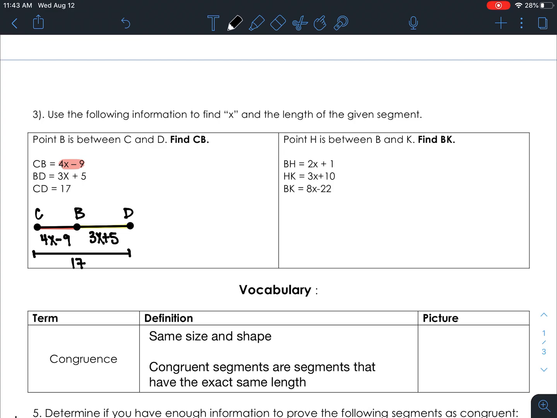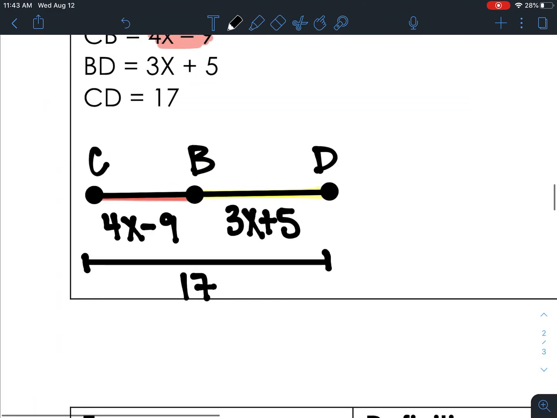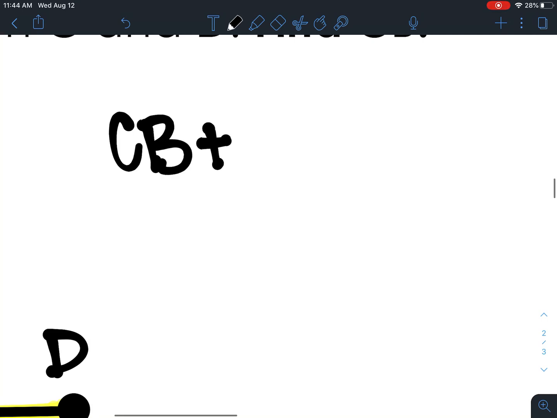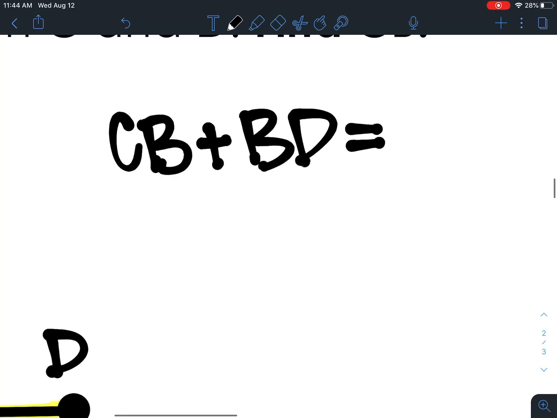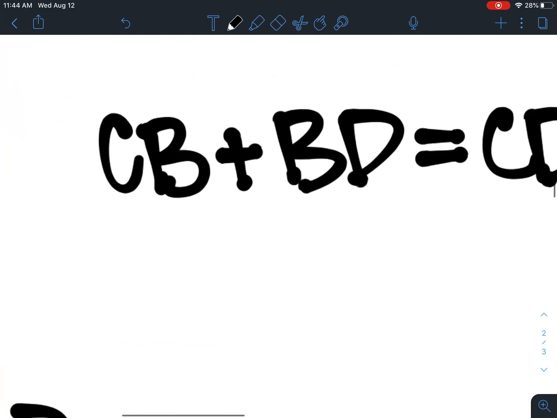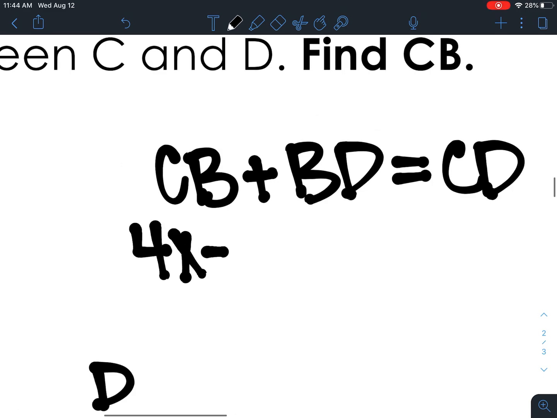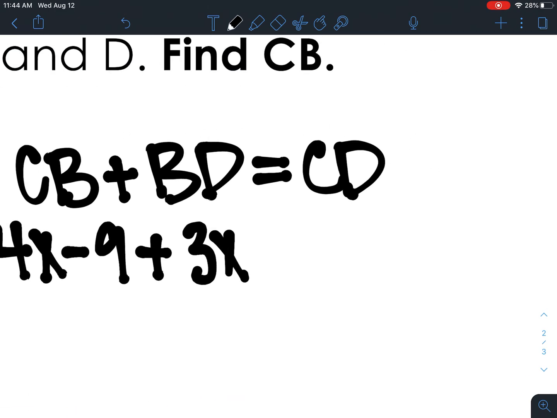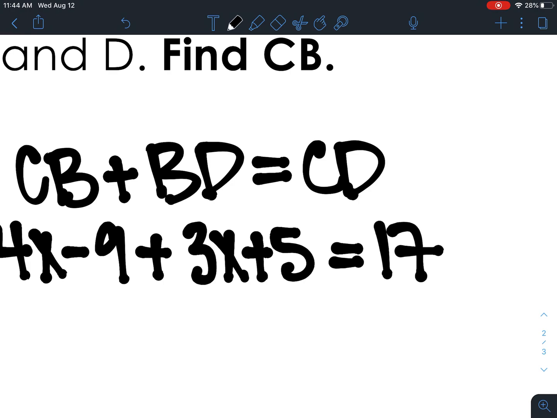Okay? Well, we're going to do the segment addition postulate, which says that we can take the length of CB, add it to BD, and then set it equal to CD. All right, so I'm going to write that out. The length of CB plus the length of BD is going to be equal to the length of CD. All right, so the expression for CB is 4x minus 9. So I'm going to write that in for CB. Plus the length of BD is 3x plus 5, which is going to equal the full length of CD, which is 17.